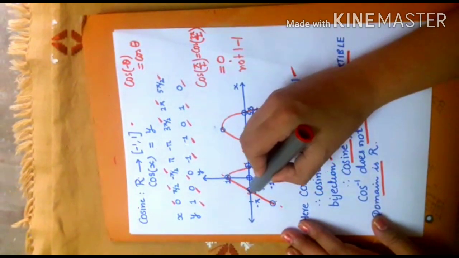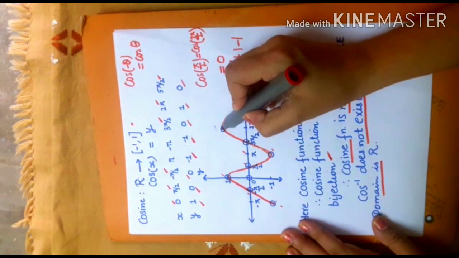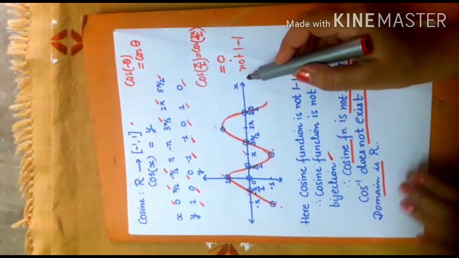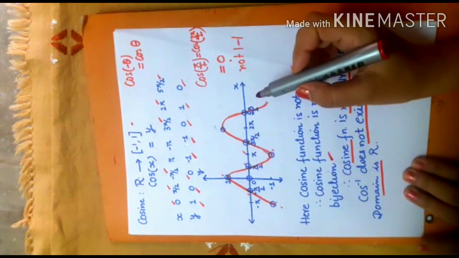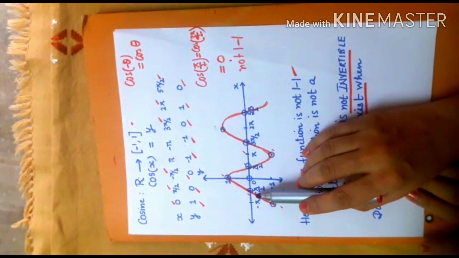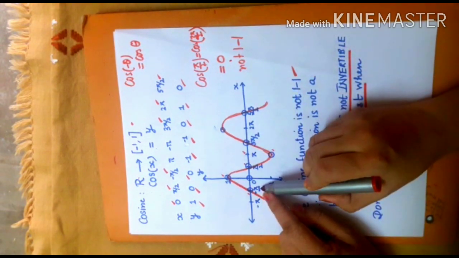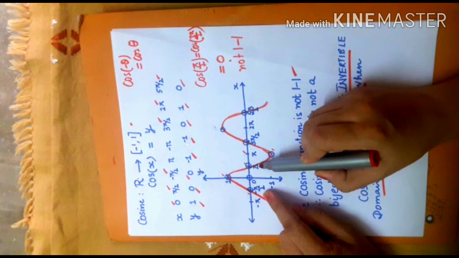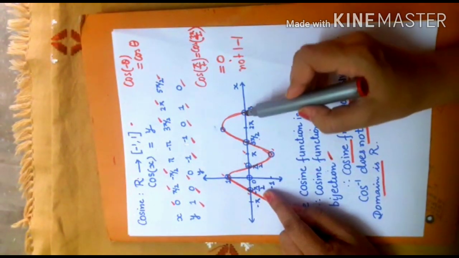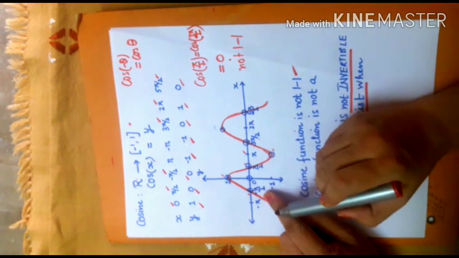Let's join these points. You will get something like this. So this is the graph of the cosine function. Now from the table and from the graph, you can see cos of minus pi by 2, cos pi by 2, cos 3 pi by 2, cos 5 pi by 2. At all these points, the value of the function is 0.